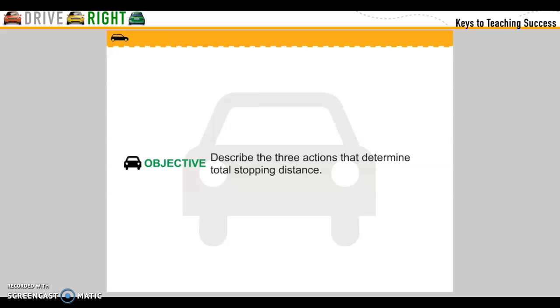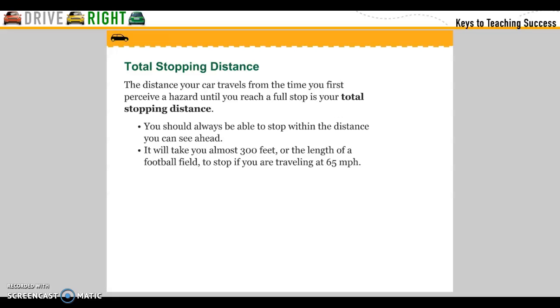Objective. Describe the three actions that determine total stopping distance. Total stopping distance. The distance your car travels from the time you first perceive a hazard until you reach a full stop is your total stopping distance. You should always be able to stop within the distance you can see ahead.